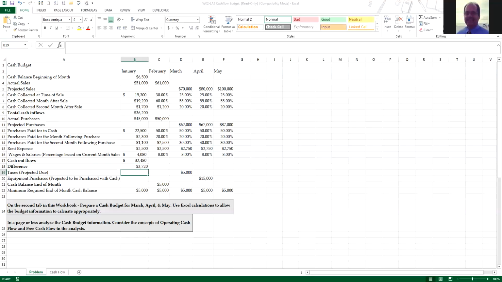So that's a positive. You had an increase in your cash flow of 3,720. So what was the cash balance? Well, the cash balance is going to be what you had at the beginning of the month, which is $6,500 plus the difference of your outflows and inflows, and that is 3,720. So you're going to add the 3,720 to the 6,500, okay? So you have a cash balance end of the month of 10,000.